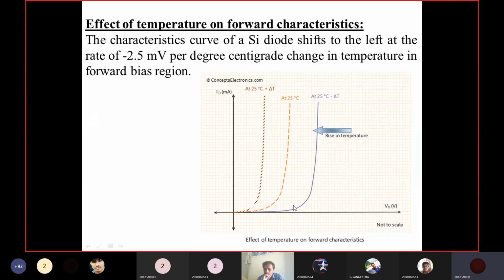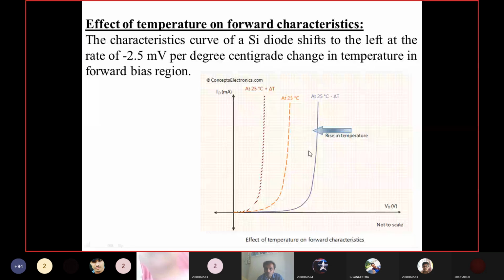Sir, is the temperature inversely proportional to the threshold voltage? Yes, temperature is inversely proportional to the threshold voltage. With increasing temperature, the threshold voltage or knee voltage decreases. What is the rate? It will be minus 2.5 millivolts per each degree centigrade of temperature.